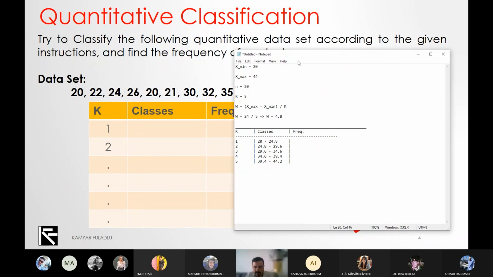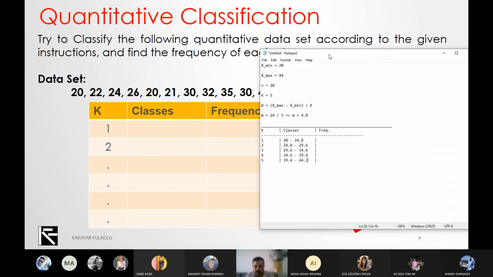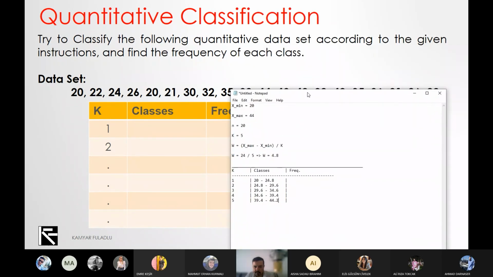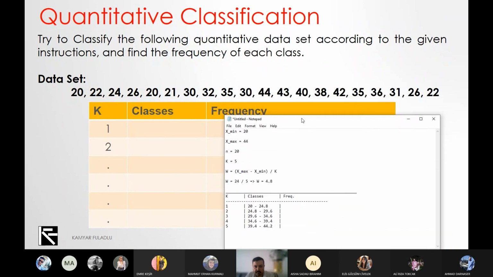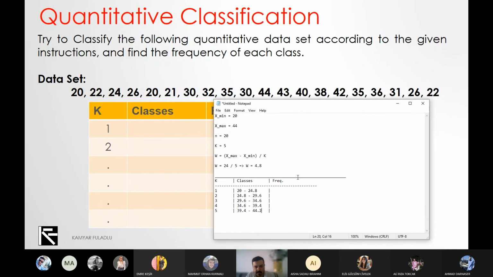Now we need to start to put our members. Maybe sometimes I also make a mistake, especially if we have a bunch of numbers. So we need to find all the members between 20 and 24.8. We have 1, 2, 3, 4, 5, and 6, I think. Please someone also check for me.